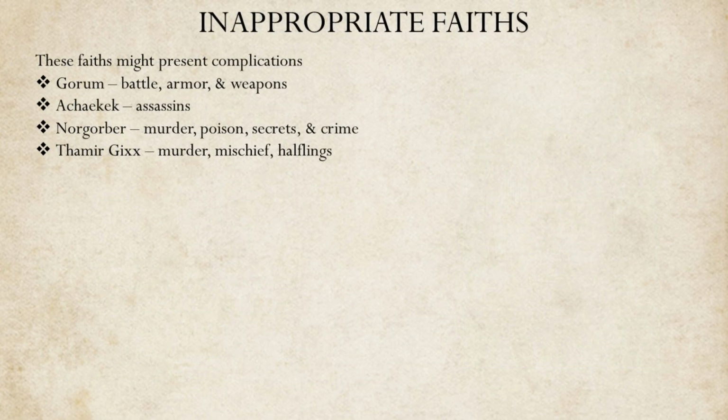Lastly, before I close out this section, I need to make a few cautionary warnings. There are several deities which players should absolutely avoid choosing as patrons for their characters. Without going into spoilers, PCs who follow these deities will face some serious thematic and narrative challenges throughout the events of the story. The main three deities this warning applies to are Gorum, god of battle, Achaekek, god of assassins, and Norgorber, god of criminality. Though I would probably throw Thamir Gixx, halfling god of murder, into that list as well. If you really want to play a follower of these deities, you need to have a serious conversation with your GM.